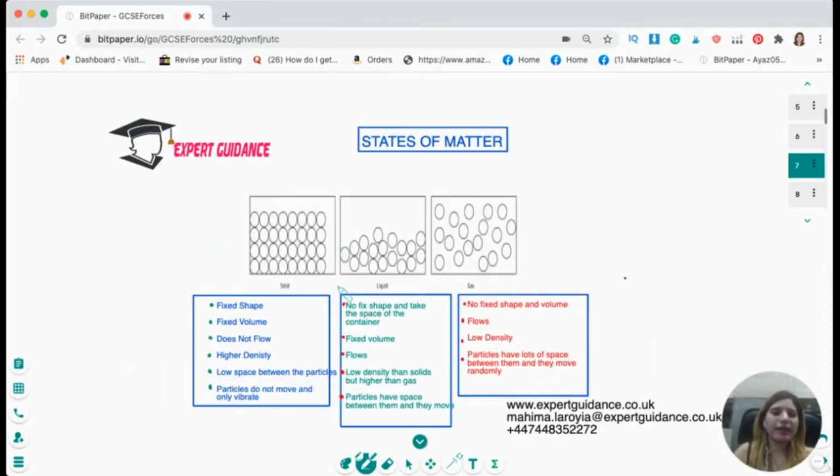Now let's come to states of matter. This topic of states of matter is common to chemistry and physics.